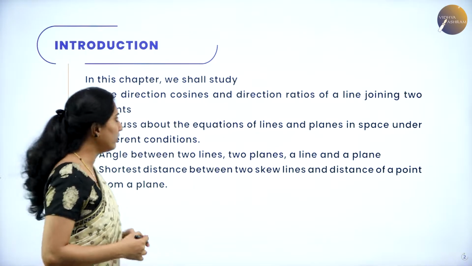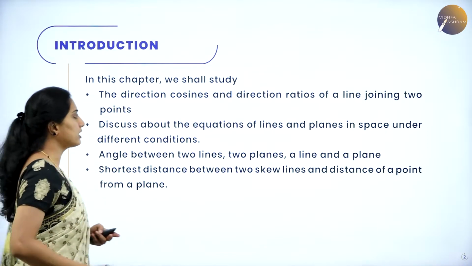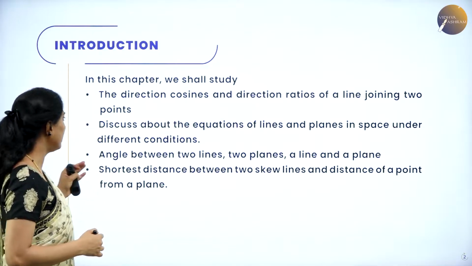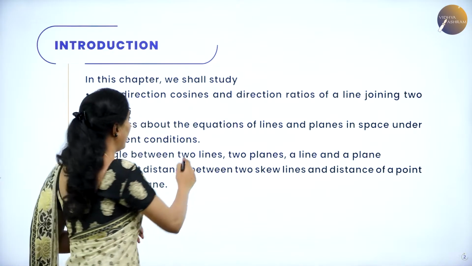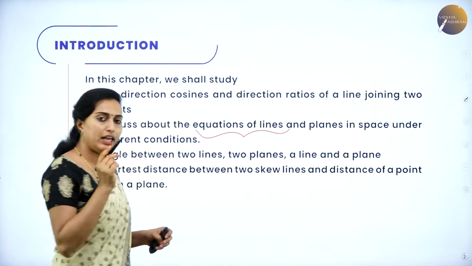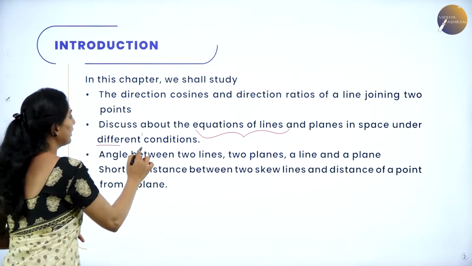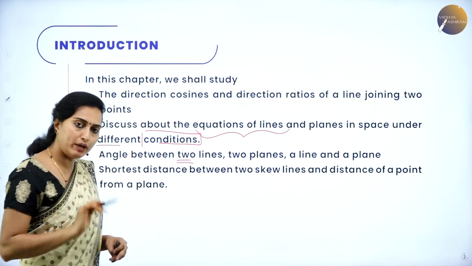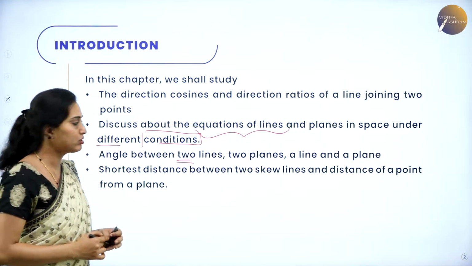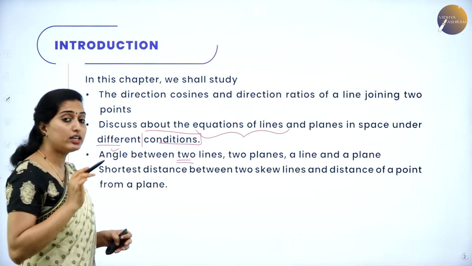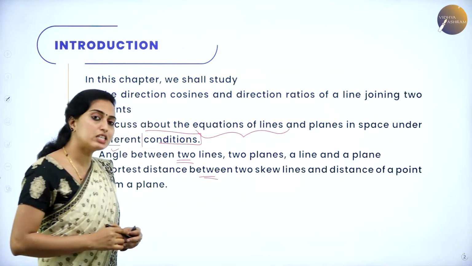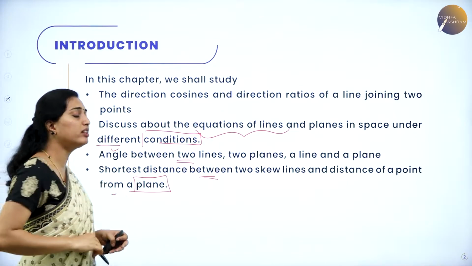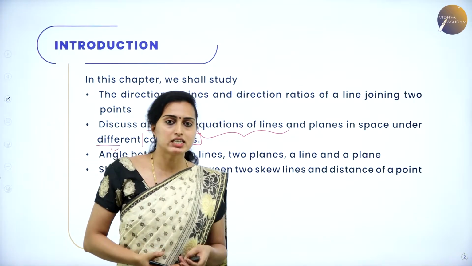Understood? Now we'll be moving on to the direction cosines and direction ratios of a line joining 2 points. We are also going to study and discuss the equations of a line, which is very important, and planes in space under different conditions. Then the angle between 2 lines, 2 planes, and a line and a plane. And then the shortest distance between 2 skew lines and the distance of a point from a plane. So these are all the things we are going to study under this chapter, dears.